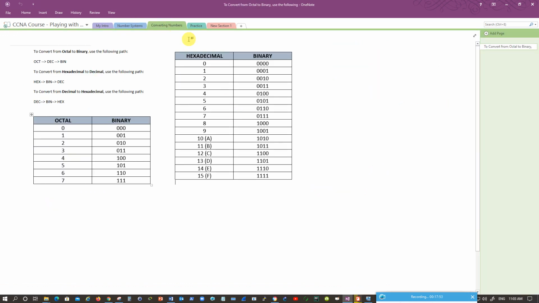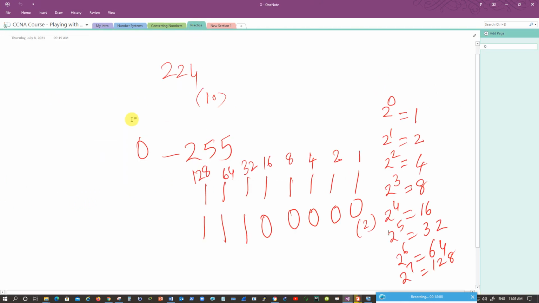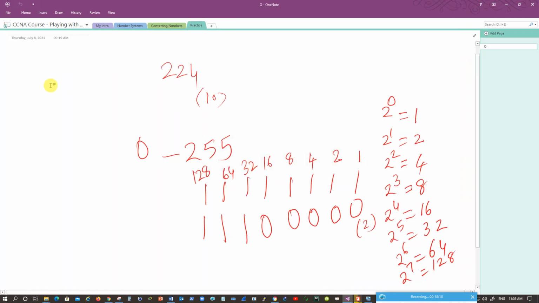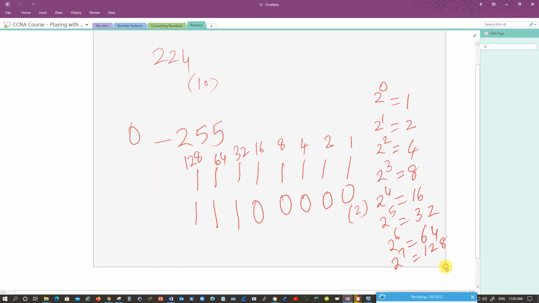Okay, sorry. So here you have 14 as E, and we got this number. Something went wrong with this page, forget it now. So that's how we converted 224 in decimal to octal and to hexadecimal. This is how you convert numbers.